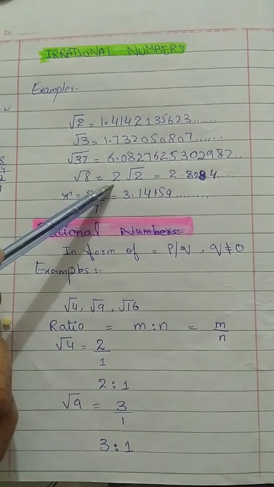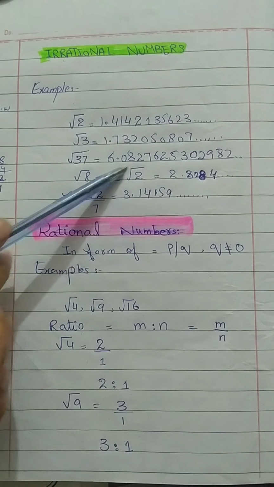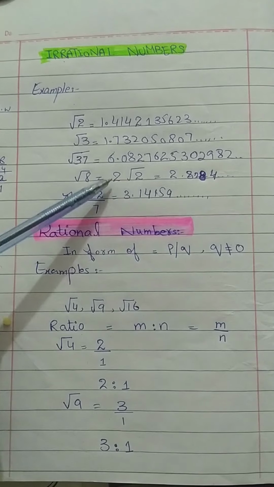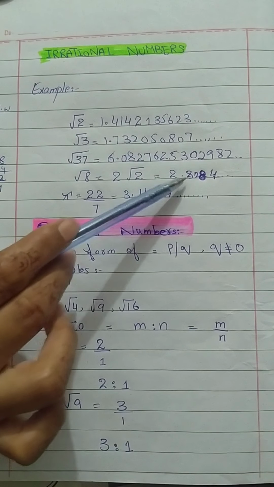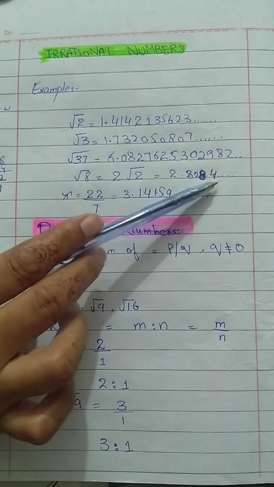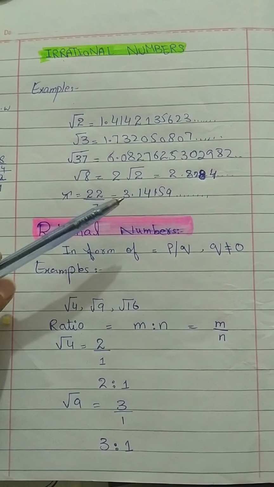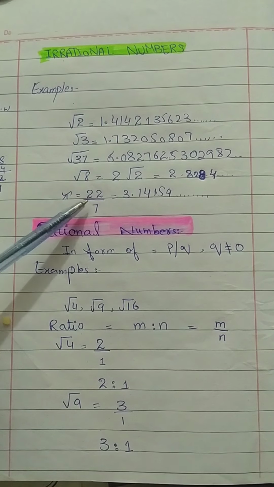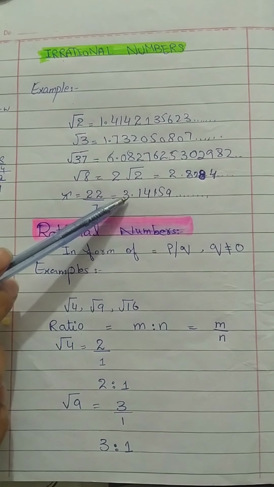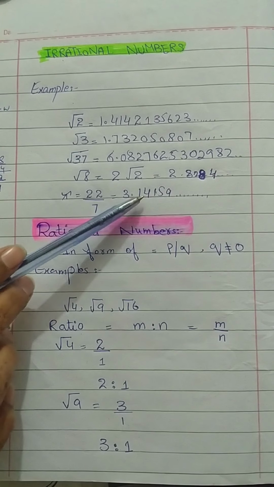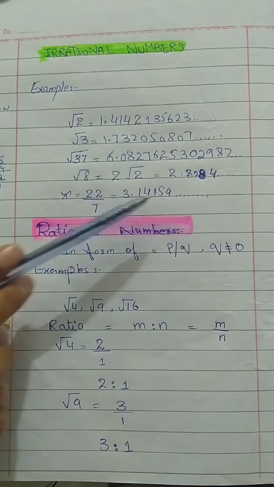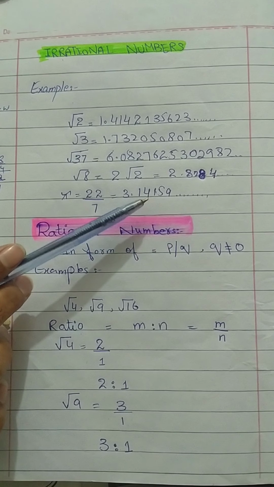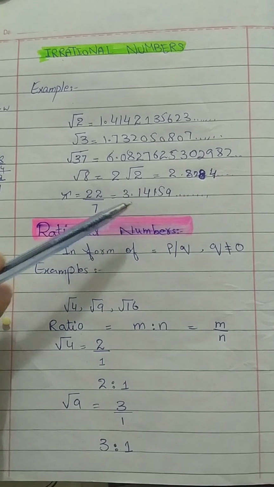Square root of 8 equals 2 square root 2. We take square root of 2 and then multiply it with 2. The value is 2.828 and so on. It is also an infinite value and not written in the form of p by q. Pi is equal to 22 by 7. 22 by 7 is 3.14 and so on. This is an infinite value and not written in the form of p by q.